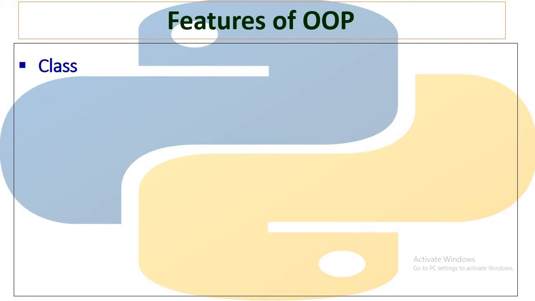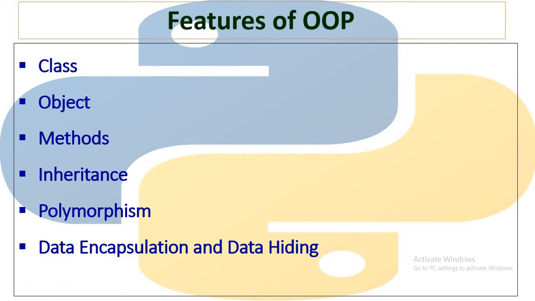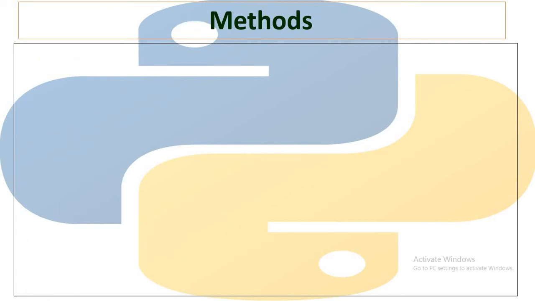So, let's have a look again at the features of object-oriented programming. It's class, object, methods, inheritance, polymorphism, data encapsulation, and data hiding. Now we will start with methods. Methods are also called functions, which are associated with a class. So we can write several routines in the form of methods.